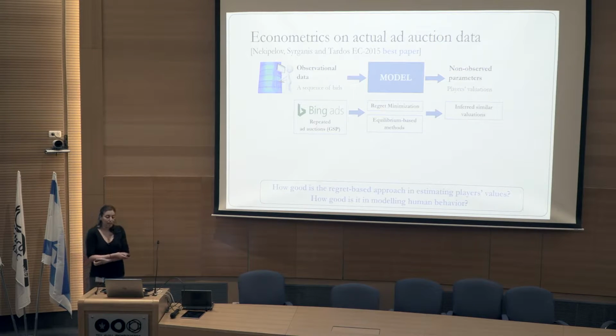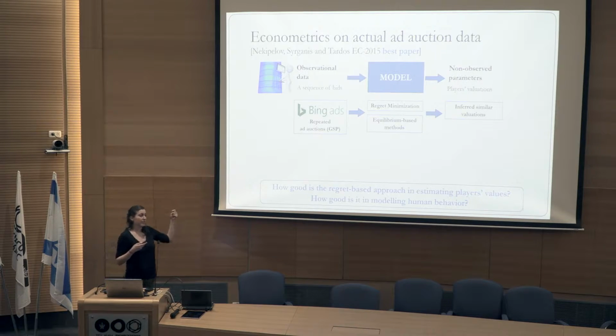And in their EC paper, they applied regret minimization to derive value estimates for bidders in Bing ads of Microsoft. And they said that the estimates they got were relatively similar to those they got using the equilibrium-based methods. However, they couldn't tell how good the estimates were, because when they use real auction data, they don't know the real values of the players. So they couldn't make this sort of evaluation based on real auction data.